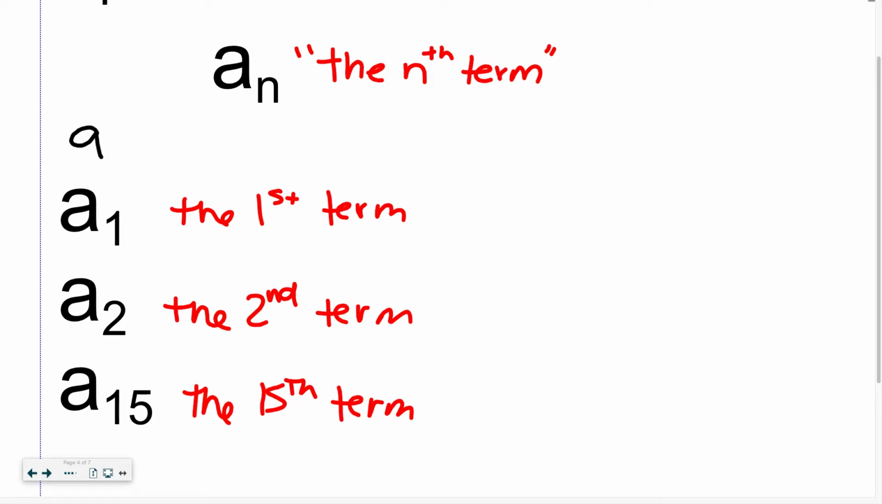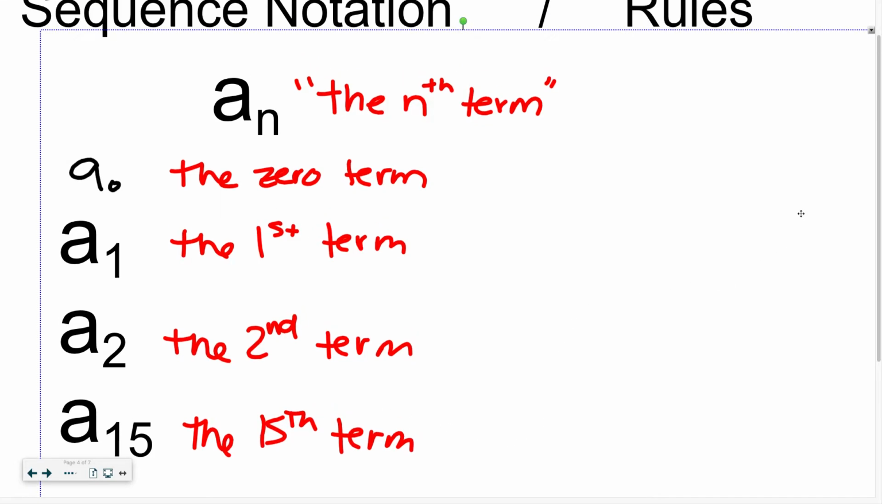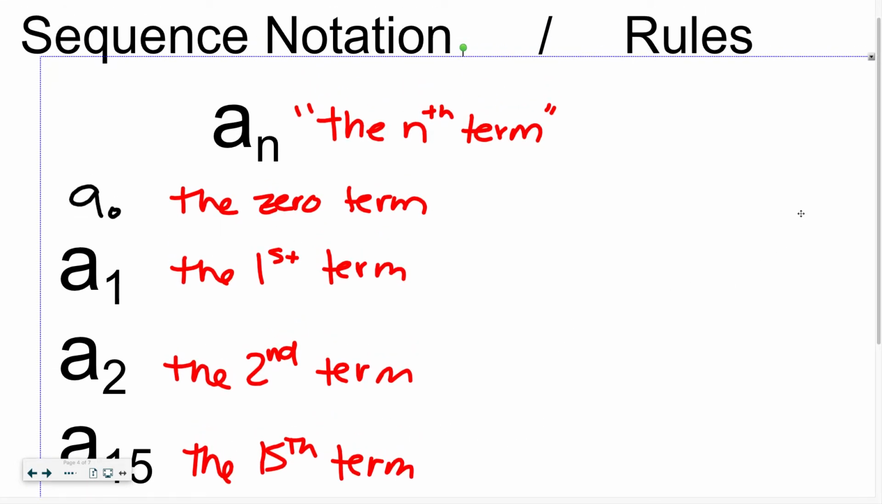Occasionally, you might work with a sequence where you have an a sub 0. And a sub 0 would mean the 0 term. That one sometimes is hard for us to comprehend. What does the 0 term mean? It's really the thing that comes before the first term. And likewise, one could argue potentially that you could have an a sub negative 1. But generally in sequences, you're going to start at n equals 1. Because don't you think the sequence has a first term? Okay, like we saw on all the other examples.